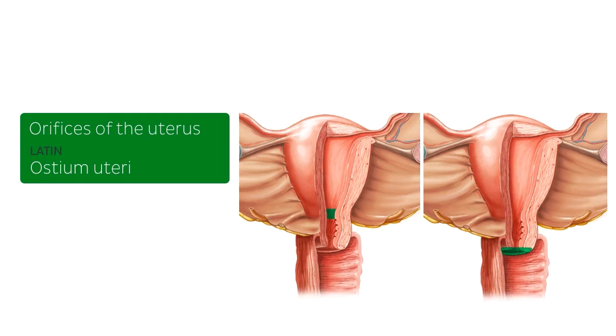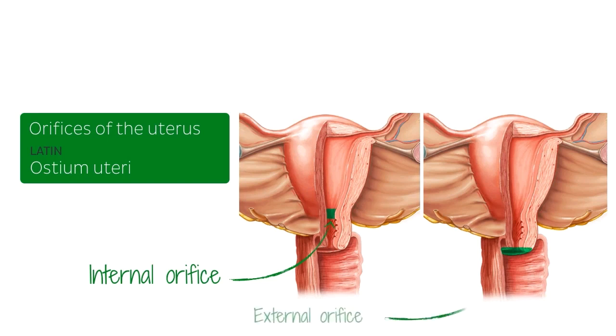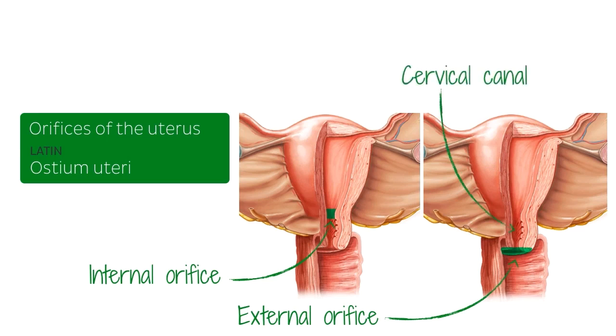The uterus has two orifices, the internal orifice, or the internal os, and the external orifice, or the external os. The internal orifice is significant as it is the opening of the cervix into the corpus of the uterus, while the external orifice is the opening of the cervix into the vagina. And as we mentioned before, the cervix has a cervical canal, which is around 2.5 centimeters long, opening up into the vagina, which is down here.